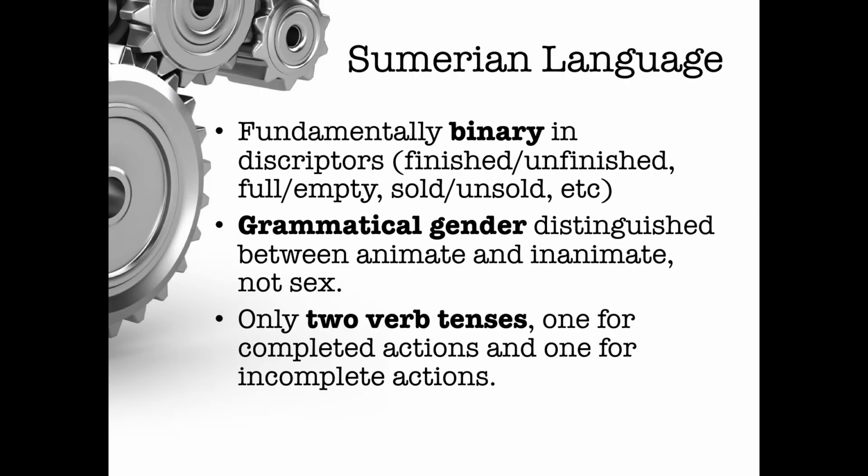But this first written language was an accounting language more than anything. So it was fundamentally binary. You would say something is done or not done, full or empty. It was often for sales of goods, so it was either sold or unsold. Gender only distinguished between animate and inanimate objects, again, for the purpose of accounting. So we would specify that a cow is alive and grass is not. And there were only two verb tenses, one for completed actions and one for incomplete actions. So relative to modern English or many modern written languages, this is really quite simple. But what's fascinating about this is what happened to it.